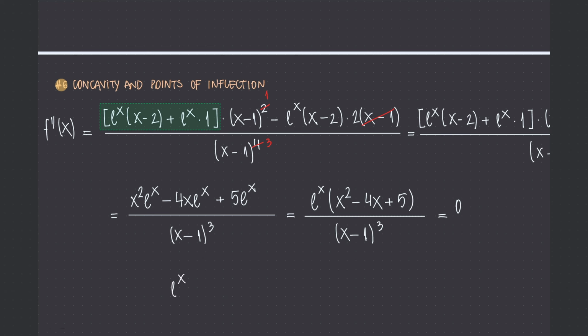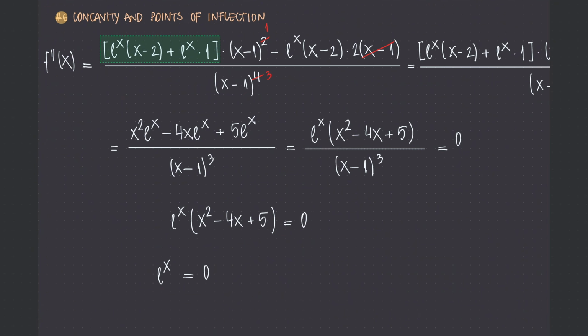Which means that we need to solve the following equation. e^x (x² - 4x + 5) equals 0. We can break this down into two again. So either e^x is equal to 0, which has no solution, or x² - 4x + 5 equals 0, which has no solution as well. Now you might be wondering what you should even place in the number line, given that you never found a solution, in order to establish where the function is concave up or down.